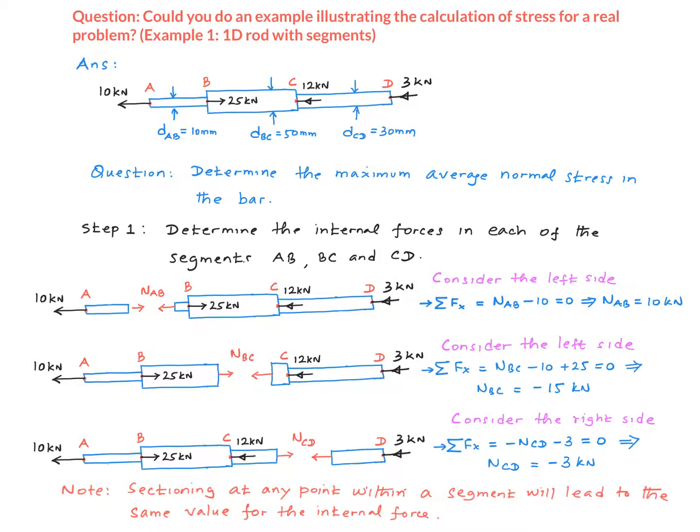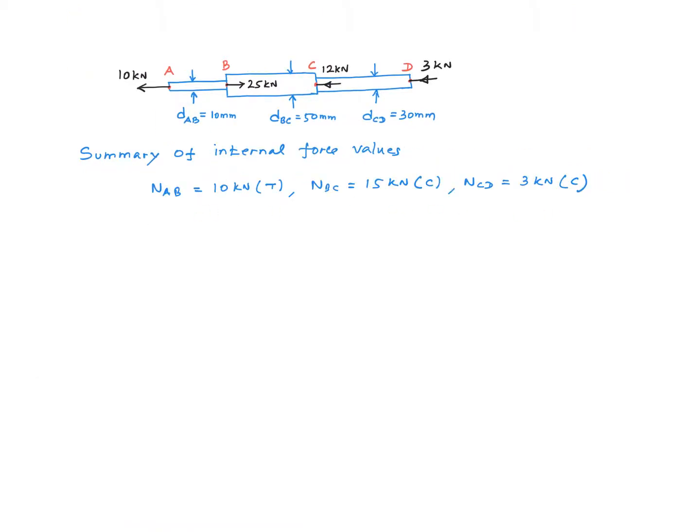So one important point we note here is that sectioning at any point within a segment will lead to the same value for the internal force. In other words, I could section it over here in the first case, or here, or here, or here, right? It doesn't matter which point you pick for sectioning, you can end up with the same results, right? Because the only external forces acting on the bar are at these intersections, right? So what that means is the internal force is a constant within each segment, right? So here's a summary of the internal forces we just calculated. NAB is 10 kilonewton tension, NBC is 15 kilonewton compression, and NCD is 3 kilonewton compression.